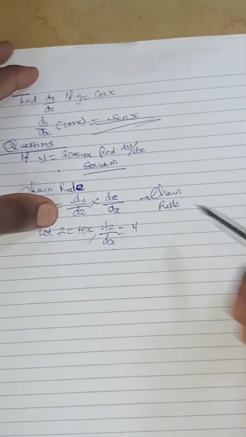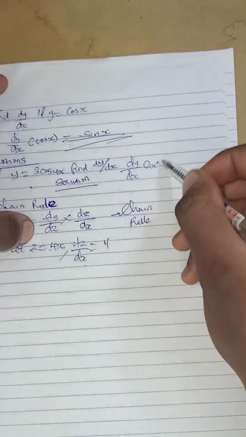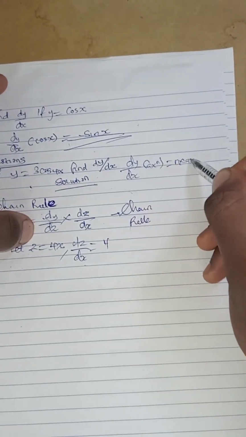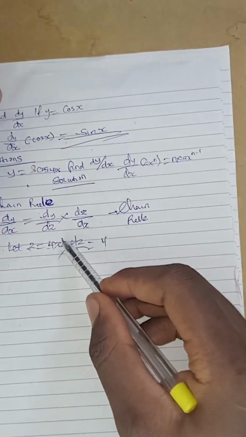Using the formula method, that states that dy over dx of a function ax to the power of n is equal to n times ax to the power of n minus 1. The reason is because x automatically has the power of 1.